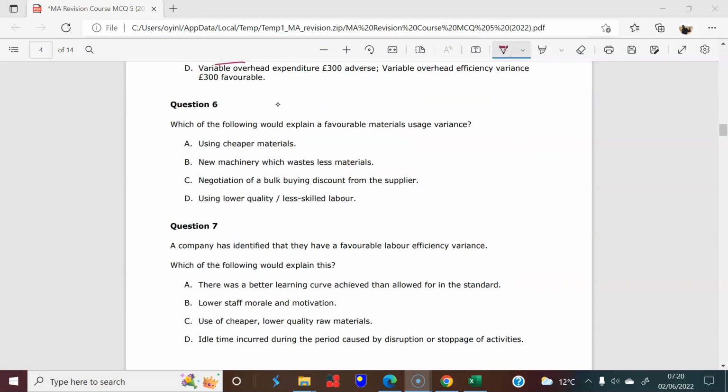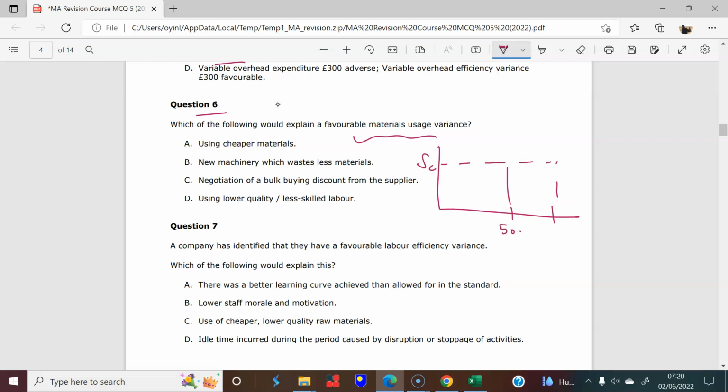Let's look at question 6. So what we have here is us trying to understand what would make a favorable material usage variance. In effect, this question is asking, this is the standard cost of making a unit, and you make, for example, 500, and you were meant to make 500. You were supposed to use 500 kilograms to make, I don't know, whatever, 1,000 items, but in the end you use 500 instead of 550. So the question here is why? Which of these reasons here work?